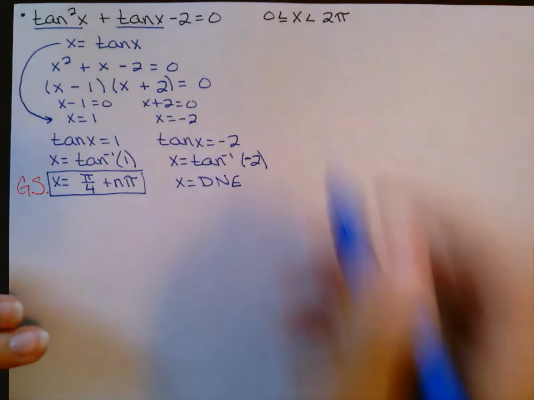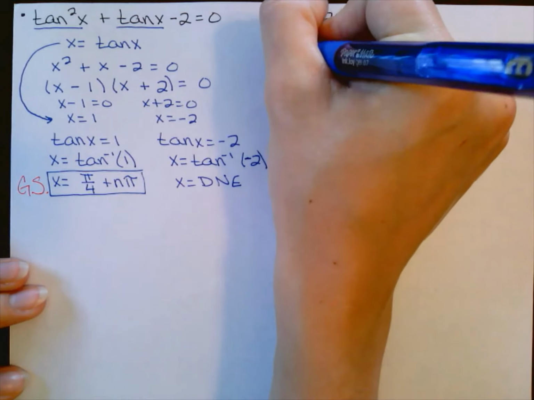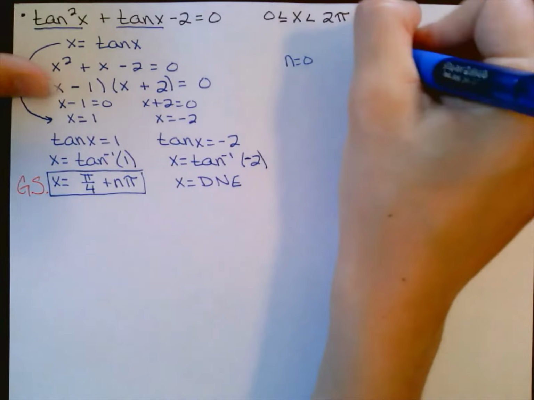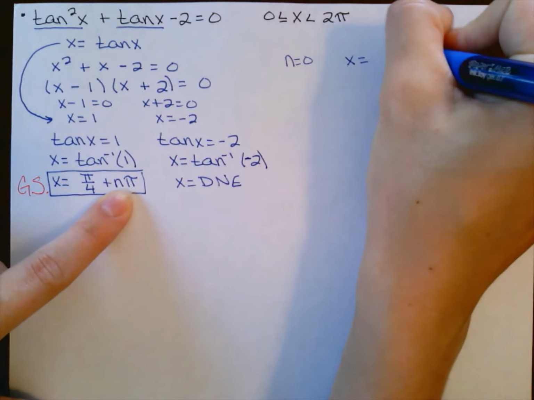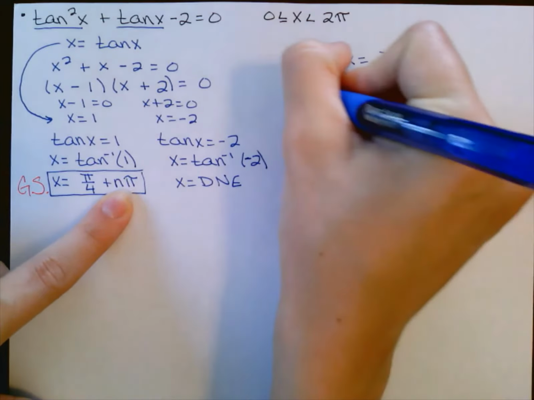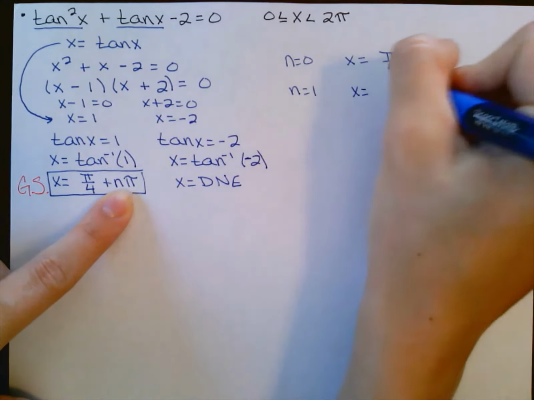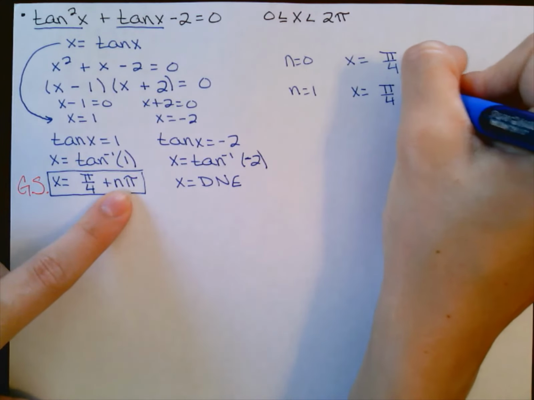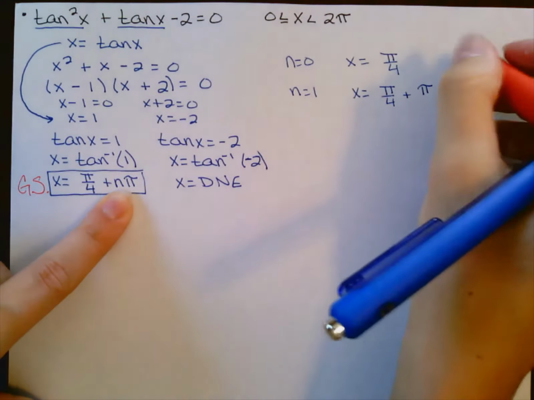So now let's move on up to my next step. I'm going to look for my particular solutions. I'm going to start with n equals 0. When n is 0, this entire side cancels out, and x is just pi over 4. When n equals 1, I'm going to add 1 pi. I need to get a common denominator.